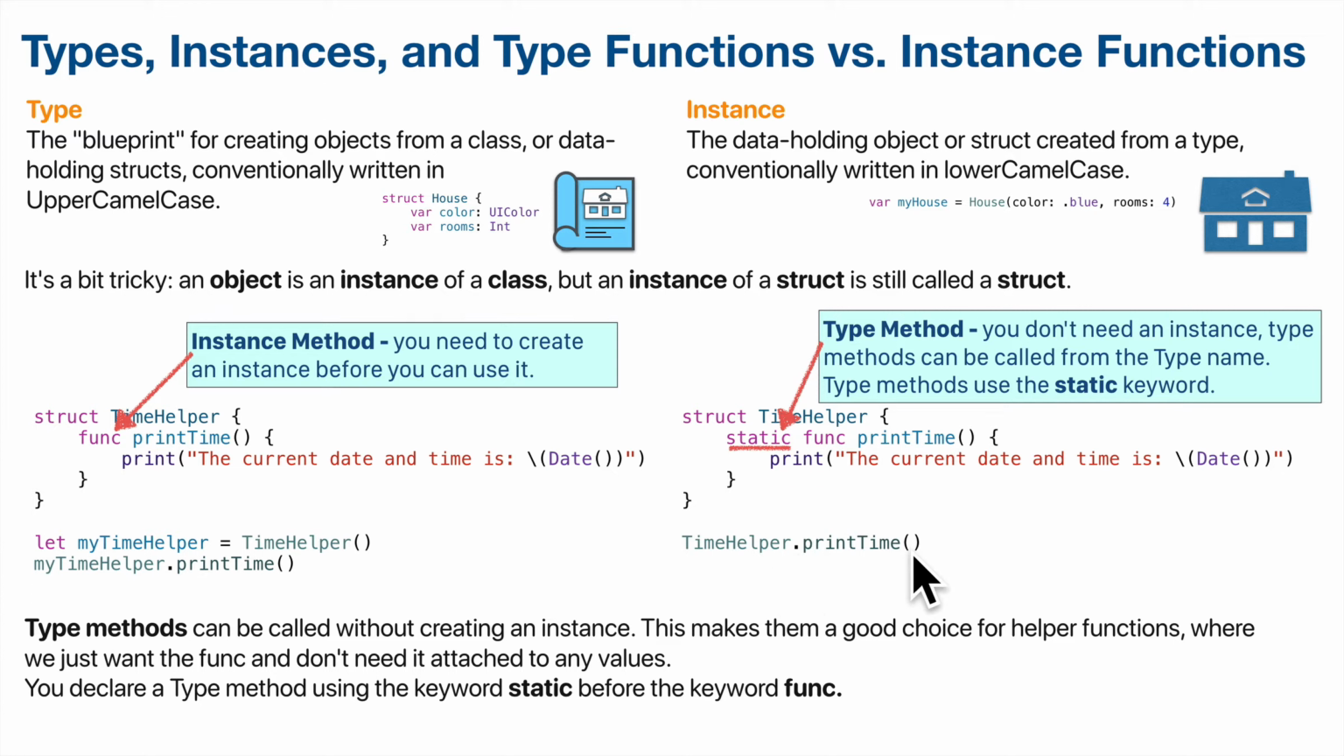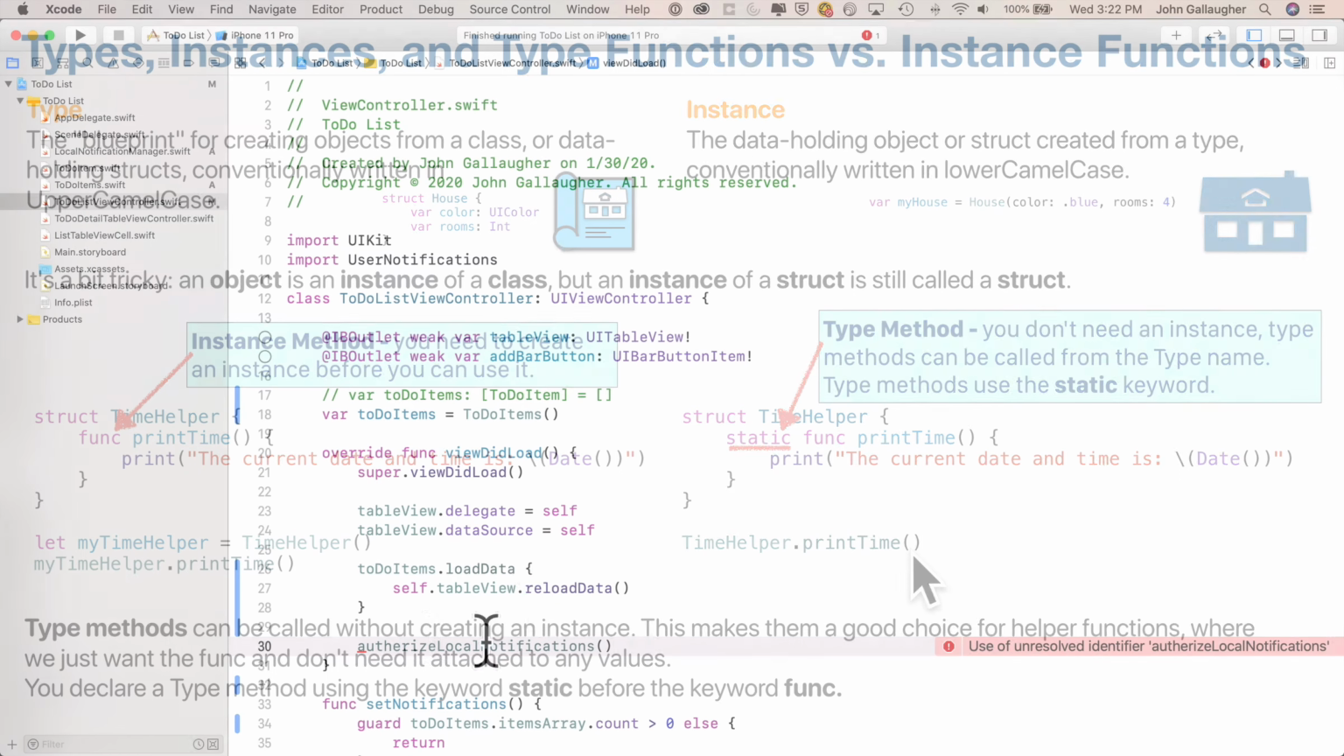Now, why is this useful? Well, type methods or static functions, whatever you want to call them, they're especially useful for helper functions when we don't need any data associated with the function. And that's the case here. We don't want to create a new variable just to authorize notifications. So we'll add static to our authorized notification func inside that new struct file we just created, and that will be a type function. Let's go ahead and do that now.